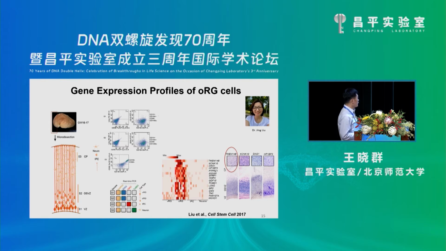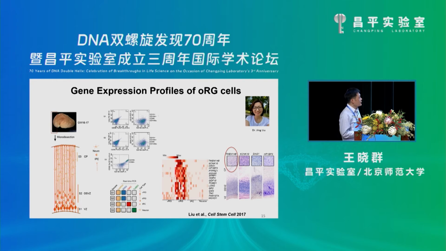Then we can perform very deep sequencing, and we identified a whole bunch of genes enriched in the OSVZ radial glial-like cell, or ORG cell in short. One of the genes, which we call TMEM14B, is a transmembrane protein with no known function at that time, and it is also a primate-specific gene.